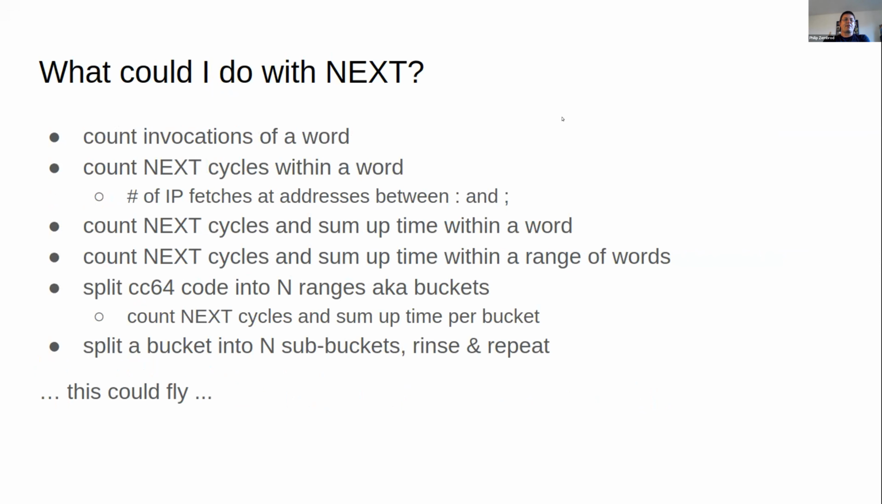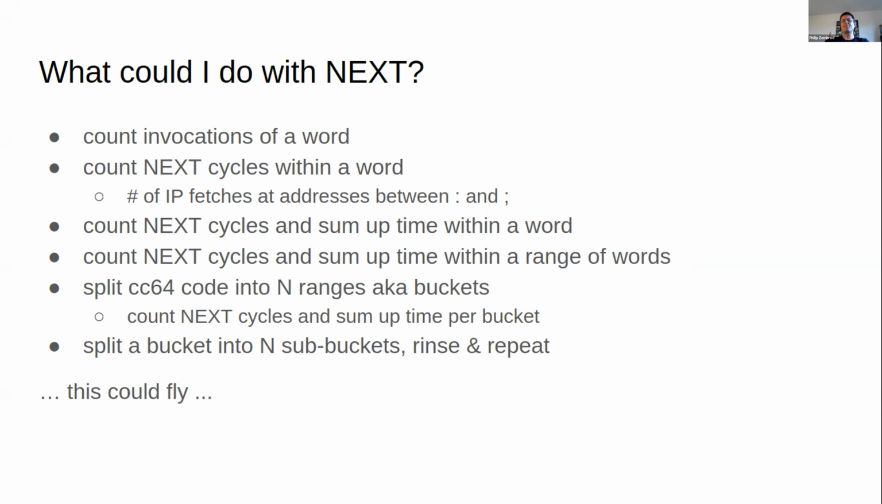And I thought mostly around what I could do with the next routine, and that's what the whole thing really hinges on. That's why I point out it's for ITC. The same concept would work for DTC, for direct threaded, as well. For subroutine threaded, I don't think so. So with next, I could count how often a word was invoked. I could count how many next cycles I have within a word, sort of IP fetches between the colon and the semicolon. I could count those cycles and at the same time sum up the time spent in that word.